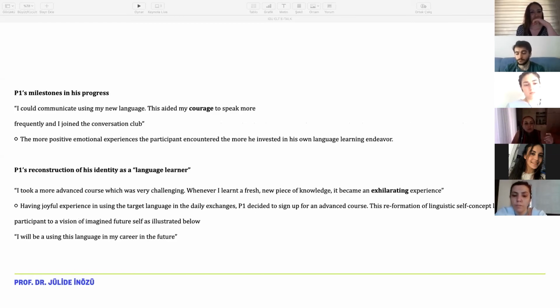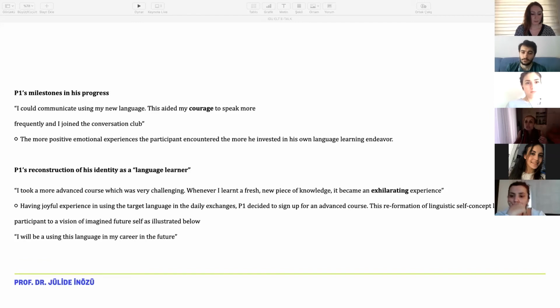And in this quote, he said, "I could communicate using my new language." I would like to underline the words my new language. Now the learner is saying it is my language. He is not foreign anymore. He says it is my language. "And this aided my courage to speak more frequently. And I joined the conversation club." Look, of his own will, he decided to join a conversation club. And in the first semester, remember, he was so timid in speaking. And this semester, he joined the conversation club.